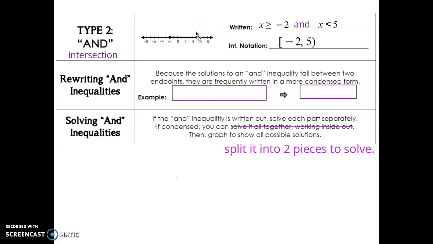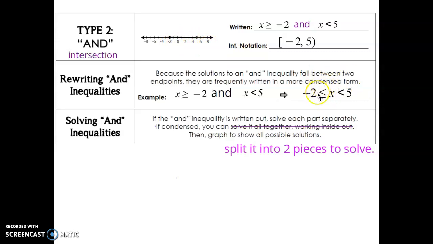Okay, so let's look at an example. Sometimes it is written like this. So in my example right there, I put that one with the "and" in the middle. But most often it's written in what they're going to say is a more condensed form. So to do that, it's going to look a little bit more like this. It's only going to have the two numbers instead of two separate things. And you can see that x is in between them because x is everything in between -2 and 5.